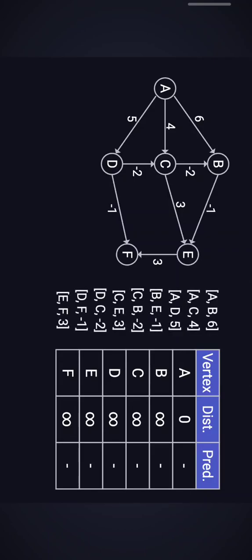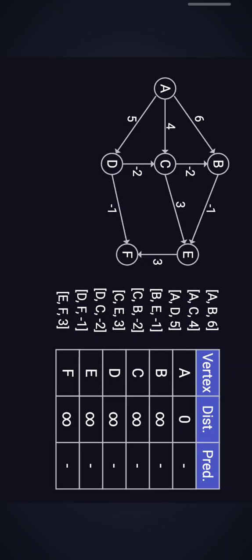Next, we list all the edges in the graph to get ready for iteration. Unlike Dijkstra's algorithm, Bellman-Ford doesn't require the edges to be processed in any specific order. The final shortest path results will be the same, no matter what order we check the edges in, though the order may affect how quickly the algorithm converges.